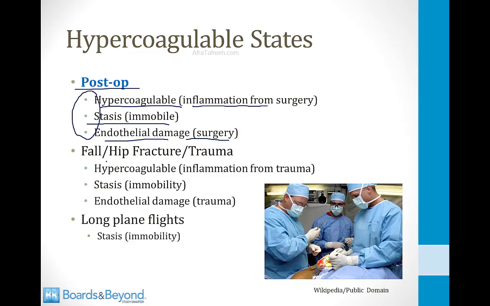Another common hypercoagulable state is trauma. For example, if a patient has had a fall or developed a hip fracture, they're hypercoagulable again from inflammation. Once again, they're usually immobile after a trauma, and that leads to stasis of blood, and there's endothelial damage from the trauma. Another common hypercoagulable state is a long plane flight.